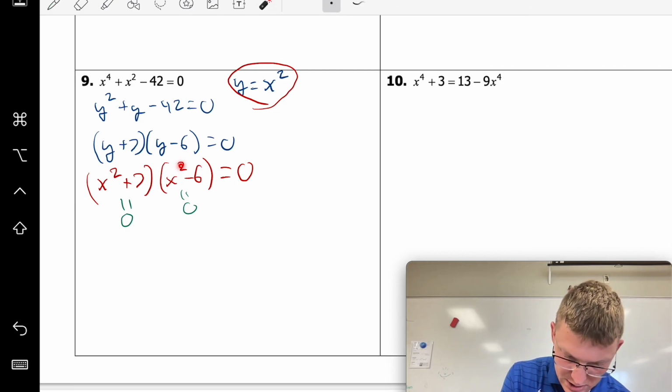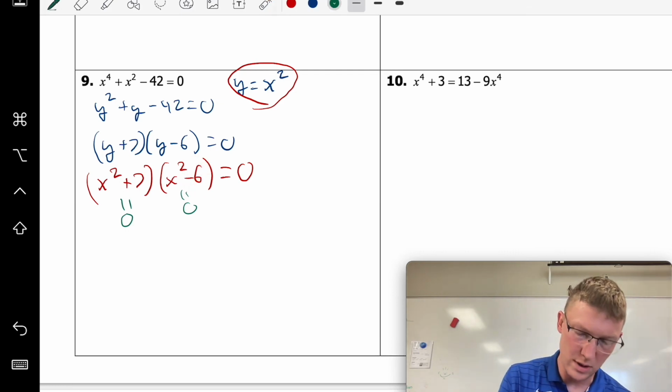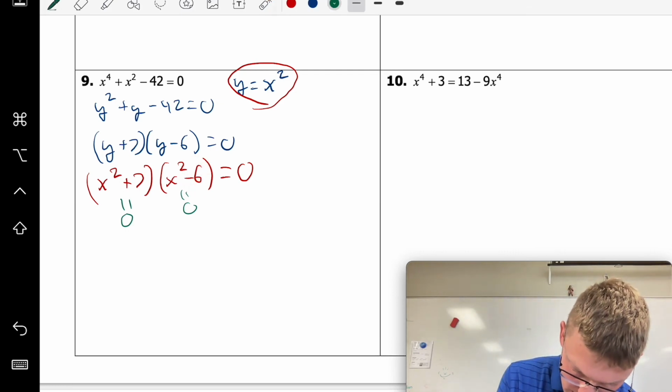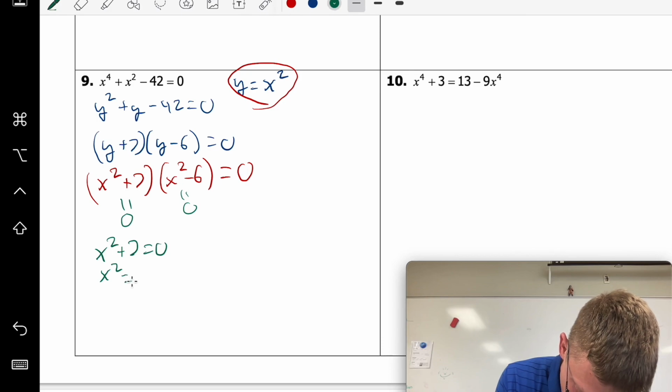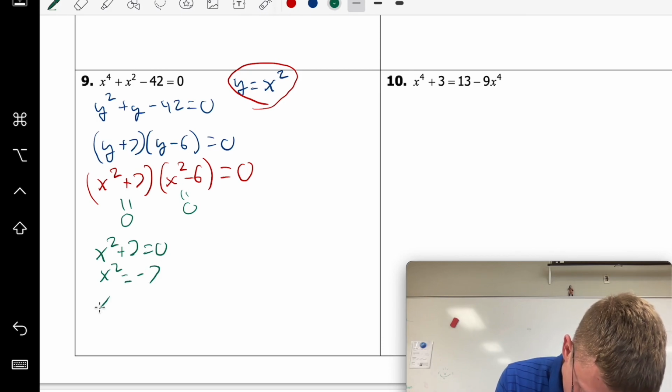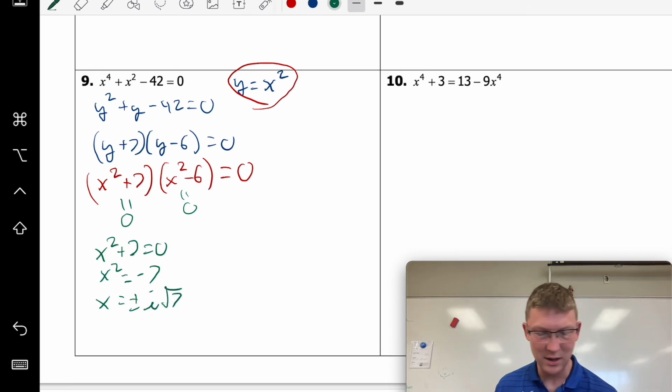Just notice this is a square and a minus sign. So my brain went to this: is that a perfect square? The answer is no, so then I don't need to factor that at all. Okay, so then we're going to have x squared plus 7 equals 0. x squared equals negative 7. x equals plus or minus i square root of 7. Nothing comes out of 7, so we're good on that one.